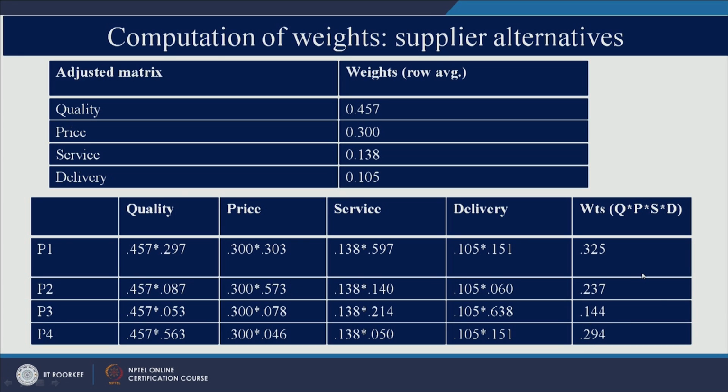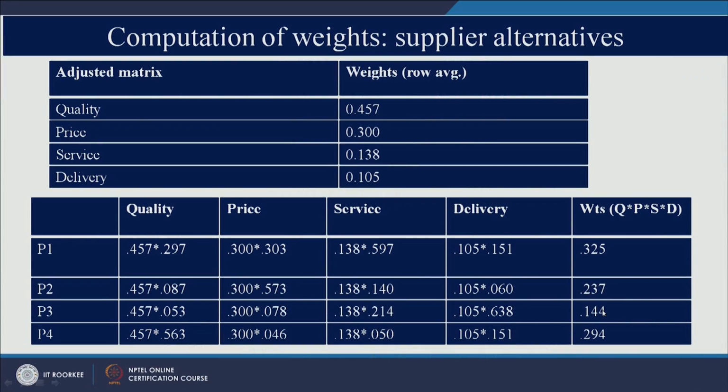So, finally, which project will you be selecting? At the end of the day you would be selecting project P1, right, because it has got the highest weightage. The second project would be P4, then P2 and then finally P3. So, this is how you can solve any question related to AHP.